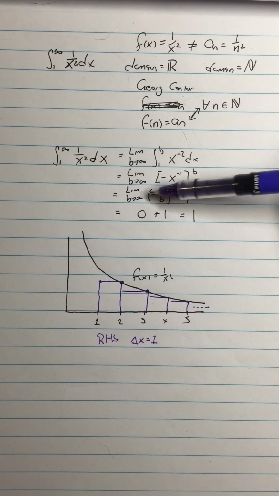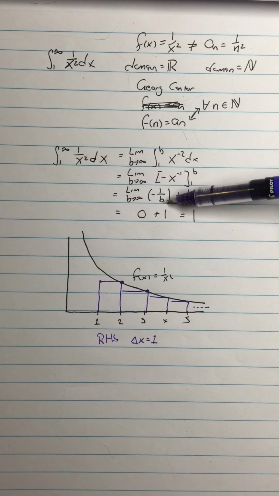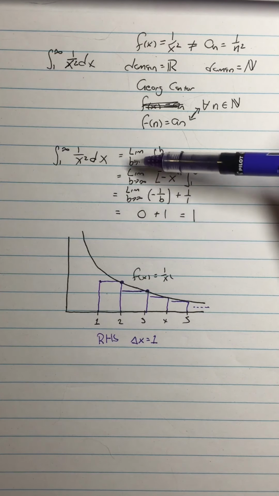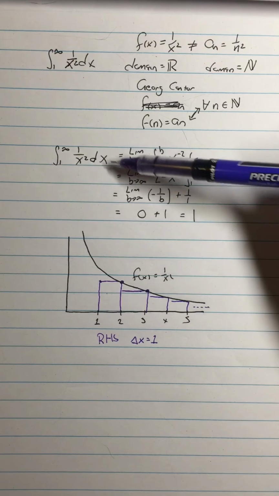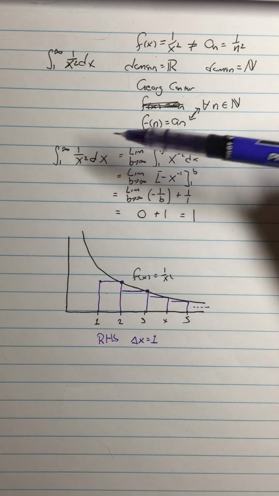This limit is equal to 0. The limit as b approaches infinity of negative 1 over b, because the numerator is bounded, but the denominator increases without bound. So I end up with 0 for that limit, and plus 1 over 1 is 1. Okay, so that's what this integral is equal to, 1, the integral from 1 to infinity.